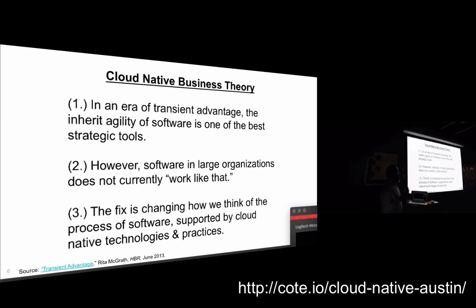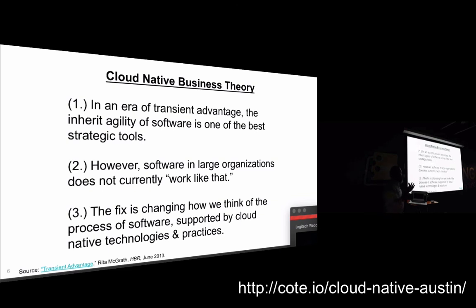So, wrapping up the business portion here, this is the theory I have going about what cloud native is, and it creates a lot of the why of what cloud native does. And that is that we're in this era of transient advantage, which I spend a lot of time talking about. You've always got to be innovating and coming up with new things as a company to not only stay alive, but hopefully to grow as well. And in large organizations, we intuitively know this, and you can find any survey to show that IT isn't typically.